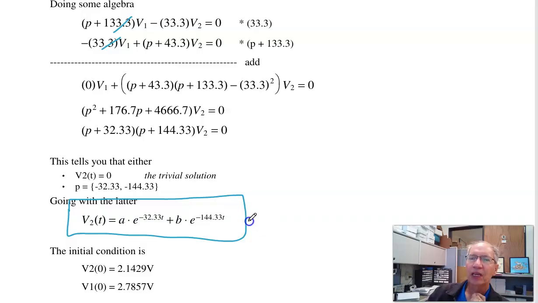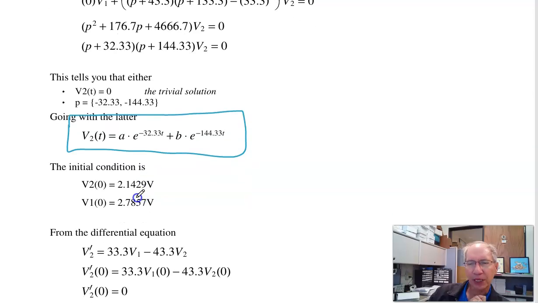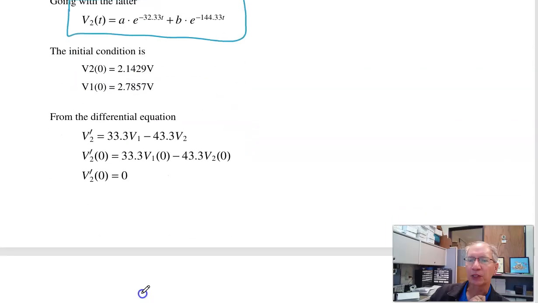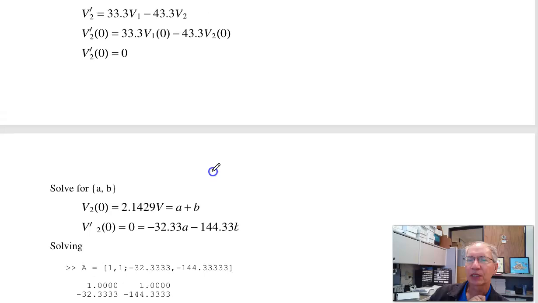To find the initial conditions, I need to plug in my initial values. At t equals 0, V1 is 2.78, V2 is 2.14. To find out the derivative of V2, I can go back to the previous equations. Here's V2 prime. I know V1 of 0, V2 of 0, so I know V2 prime of 0. It's going to be 0. So plug in the two initial conditions. There's V2 of 0, V2 prime of 0.